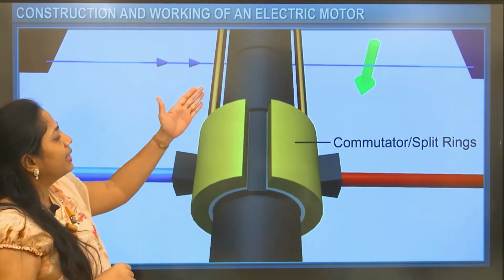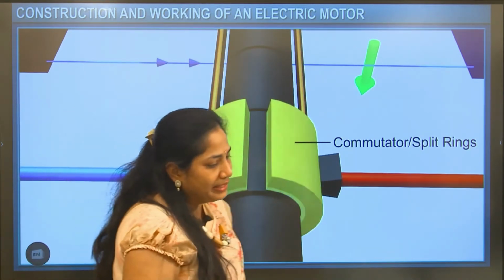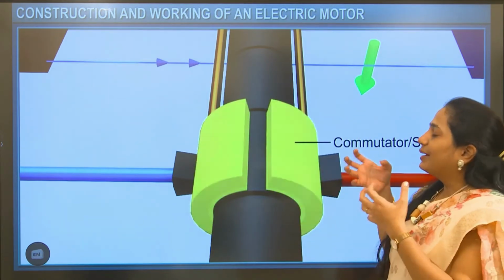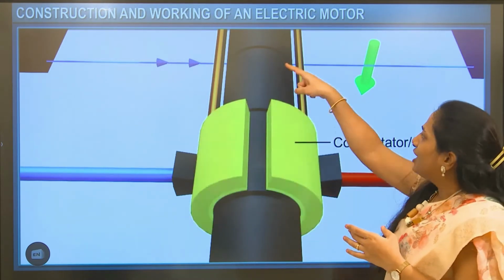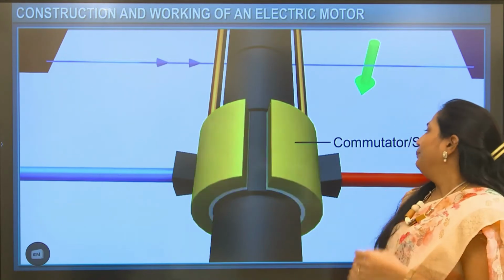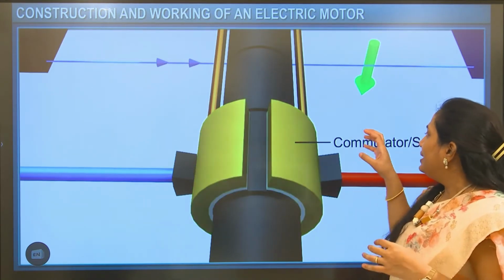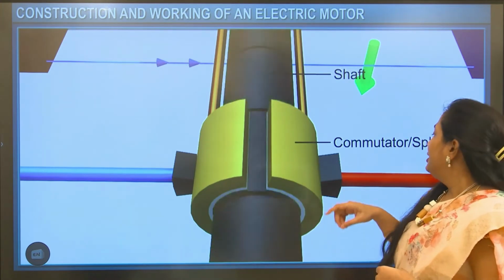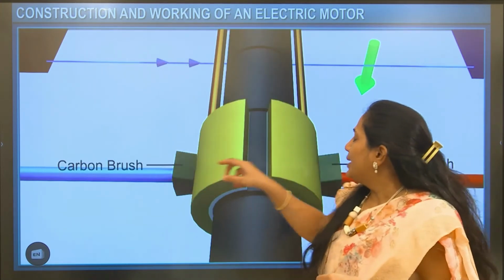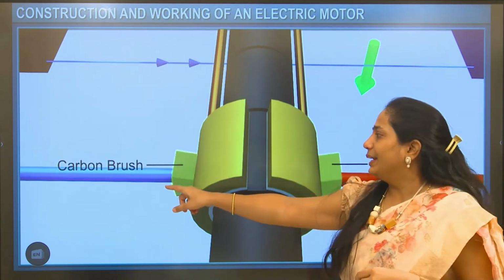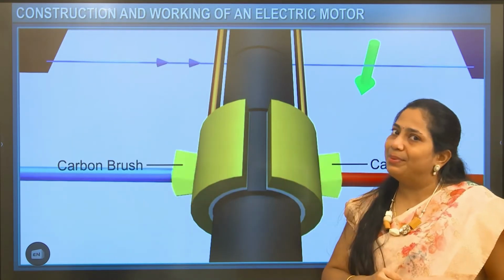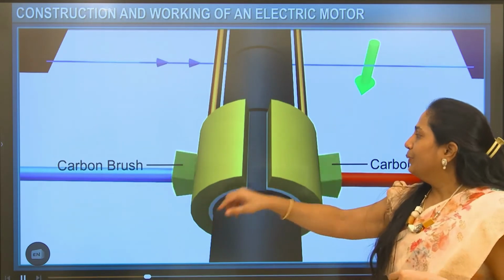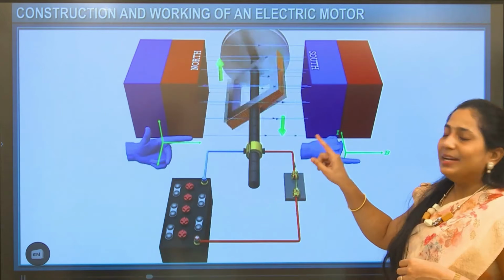These both are connected to the commutators or the split rings. These are the metal ones. These are connected in such a way that it makes the shaft rotate in an easy way. And these commutators or split rings are connected to the brushes. We can see the brush part, which are connected, one positive and one negative. These are also called carbon brushes. The carbon brushes are B1, B2. When it comes to the split rings, these are S1 and S2.